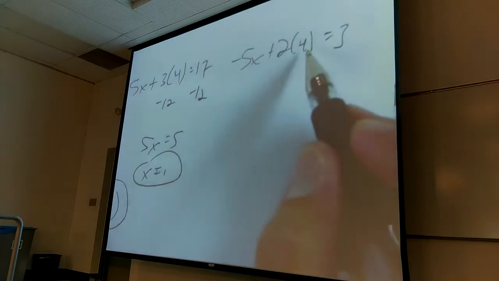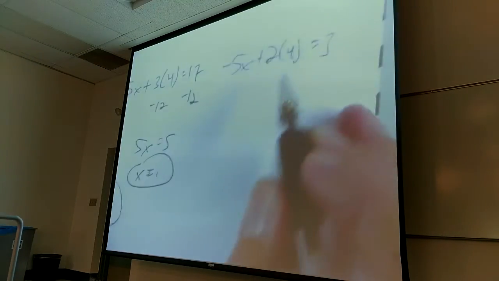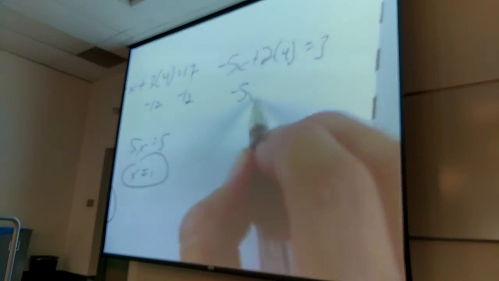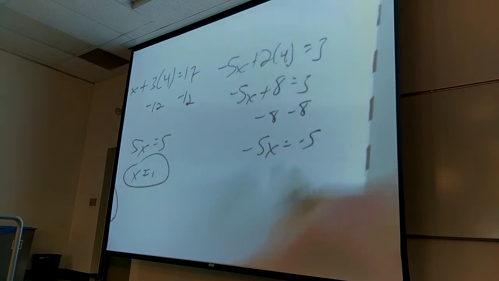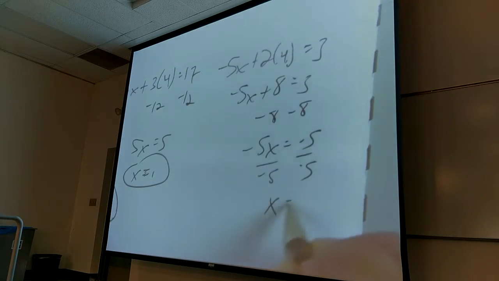Right? I would have put a 4 in for y. And if I go to solve this, this would be negative 5x plus 8 equals 3. Subtract 8. Negative 5x equals negative 5. I would still get x is 1.